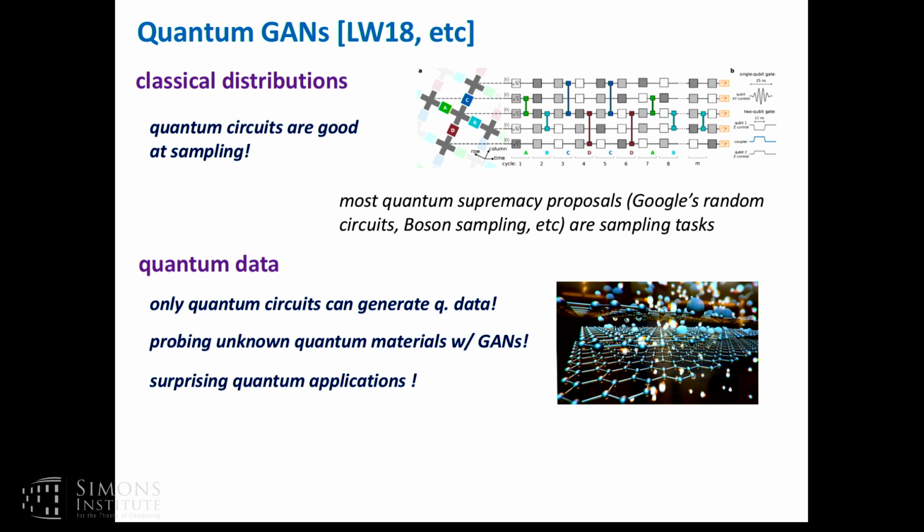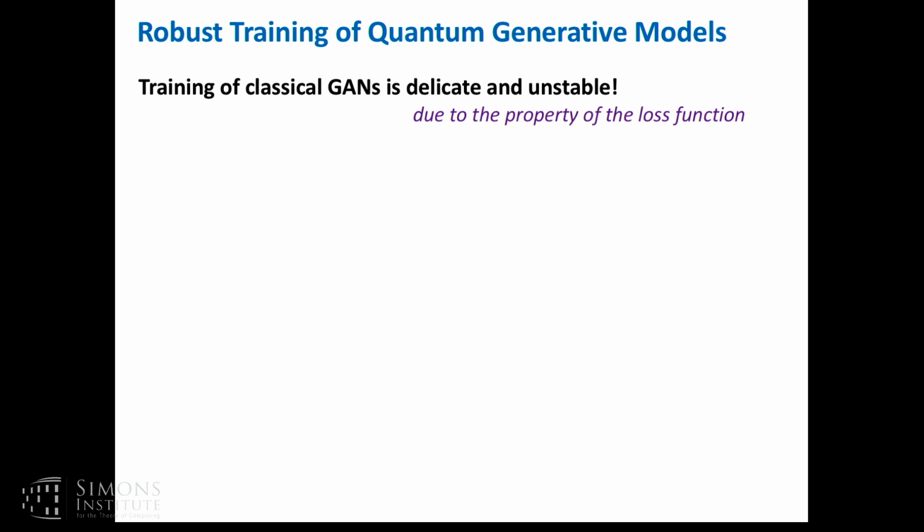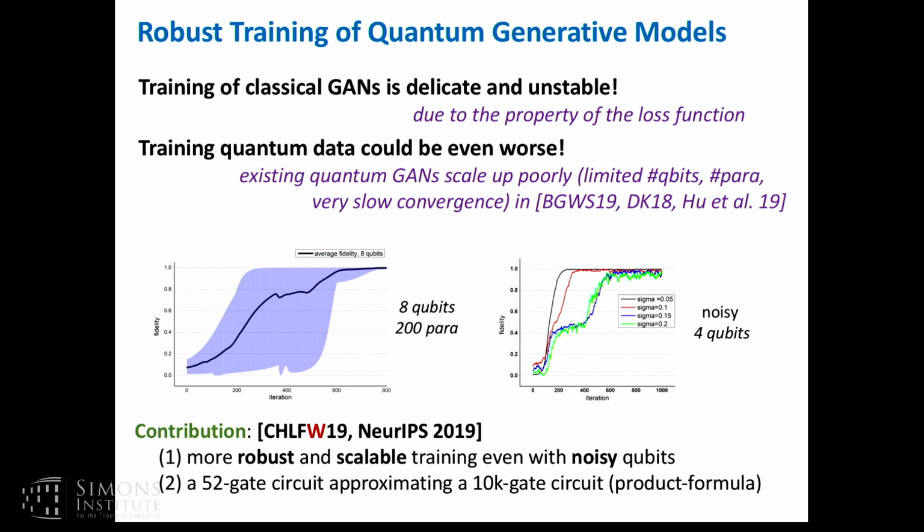Importantly, just remember that all of these are based on variational quantum circuits, so they're likely to be implementable on near-term machines. Again, the actual contribution for us is still about training. We tried to think about the training problem for this quantum generative model. This is because training this kind of generative model classically is actually very delicate and unstable, and training the quantum ones could be even worse. There have been a lot of studies, mostly empirical, that tried to use this idea to build quantum GANs, but they have a very limited number of qubits and parameters for which they can show convergence. So we have a paper that appeared last year in NeurIPS, where we tried to do this in the hope of scaling the training of this kind of model.